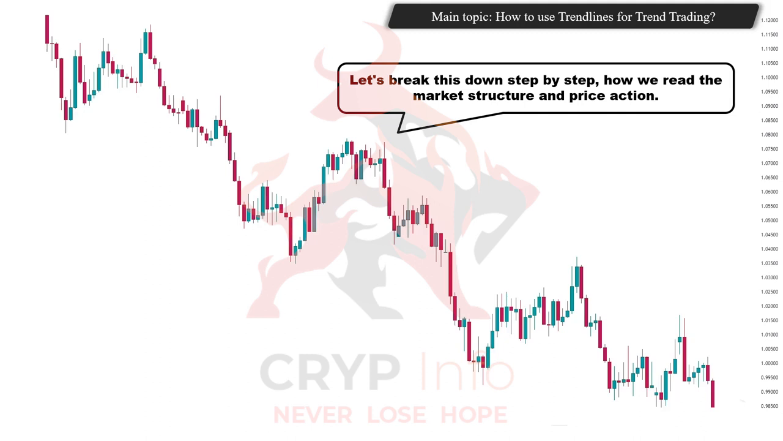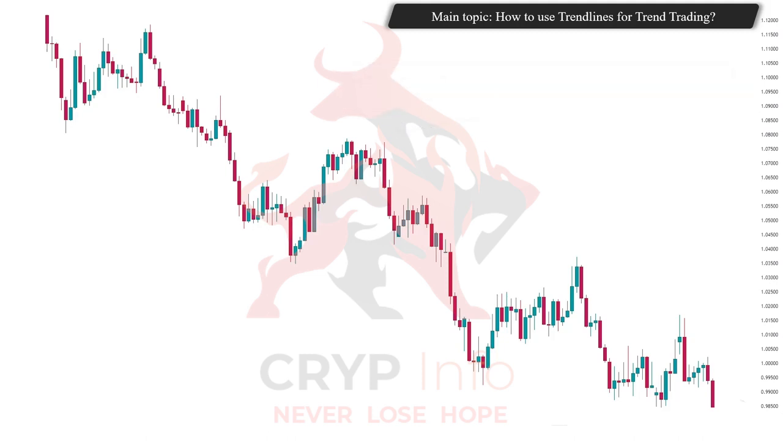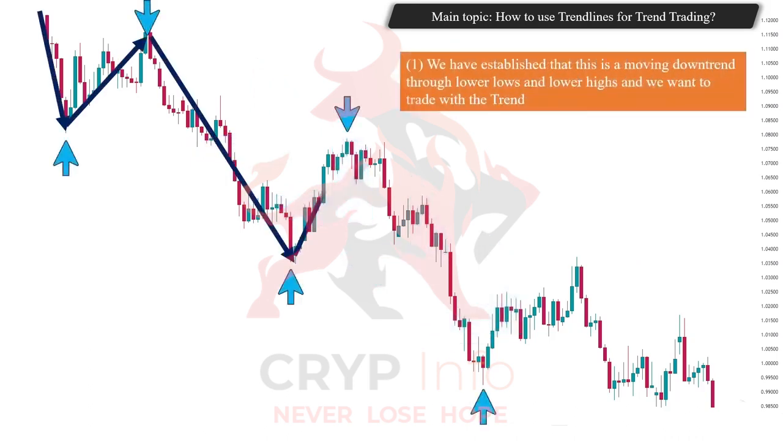In this example, we only use one time frame to explain things, which is the daily time frame. Later in this video, we will show you how to use multi-time frames. So first, it is obvious that this is a moving downtrend as the price is making lower lows and lower highs. So we want to trade in the same direction as the moving downtrend.